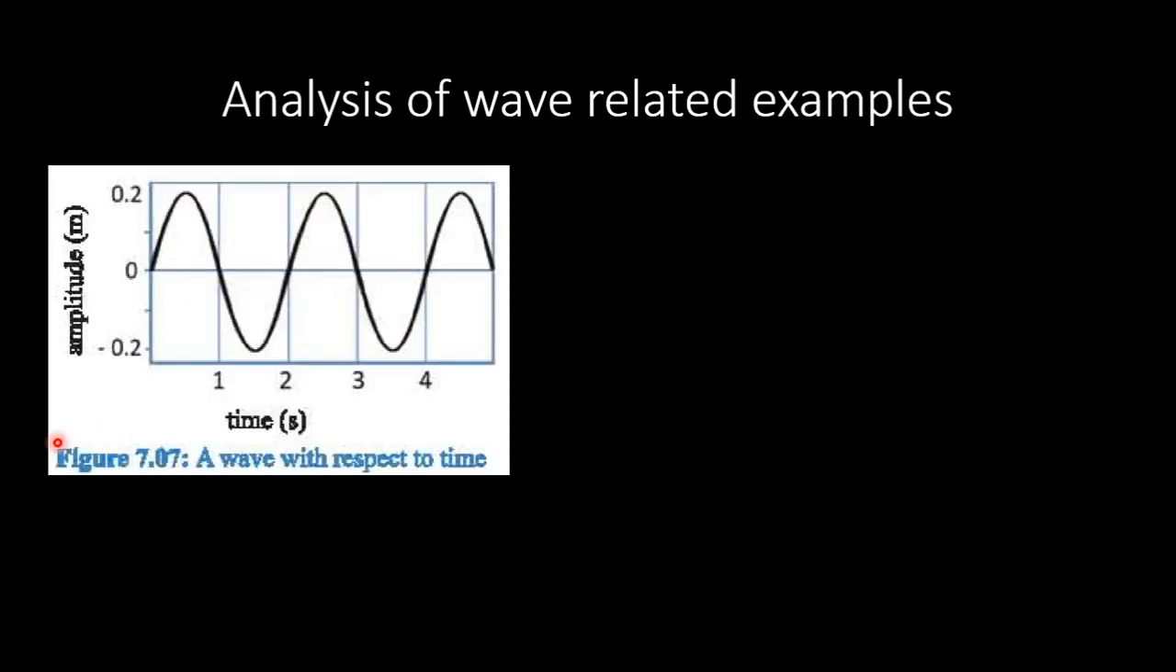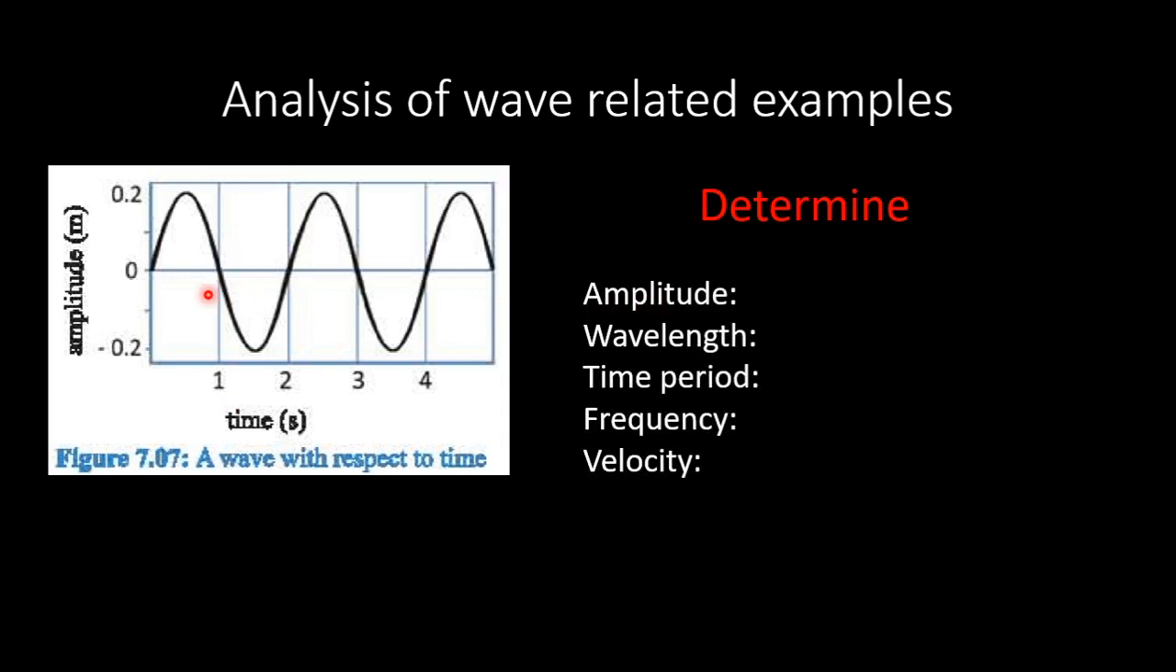Now we will analyze figure 7.07, which illustrates a graph, a wave with respect to time. From this we can understand the amplitude, 0.2 meter. What is the wavelength? Here, when it performs one complete oscillation and reaches this position, the time given is 2 seconds, but how much position change has taken place we cannot determine. So the wavelength cannot be determined, but the time period can be determined, that is 2 seconds, and from this we can also determine the frequency, the inverse of time period, that is 0.5 hertz. The velocity cannot be determined because we don't know the wavelength.